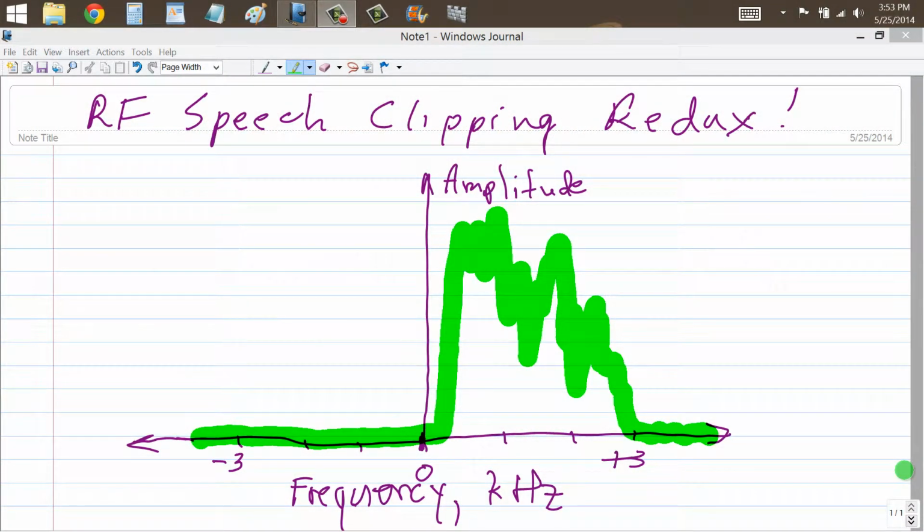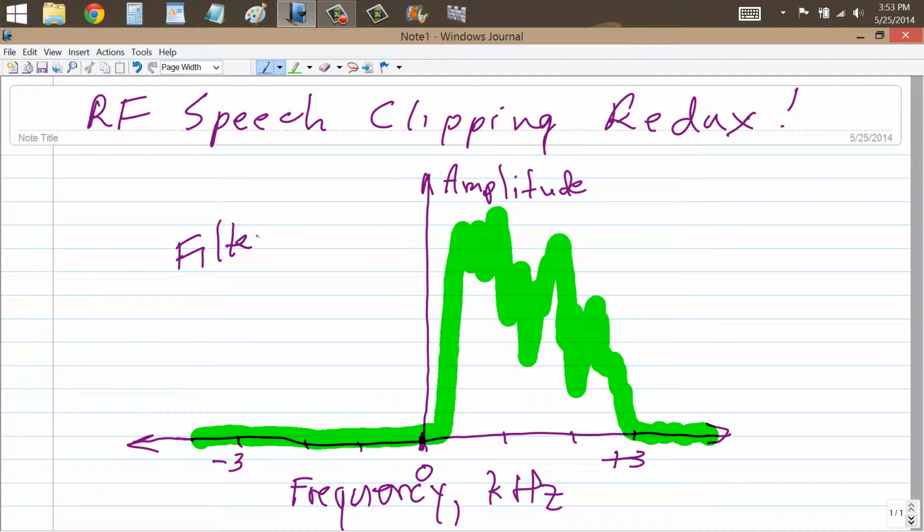Stan Gibilisco here to talk a little bit more about the RF speech clipping process, and in particular the filtering process that is used to prevent splatter. What do I mean by filter? In the first video about radio frequency speech clipping, I made it very clear that you needed to use a brute force filter. What exactly is that filter?